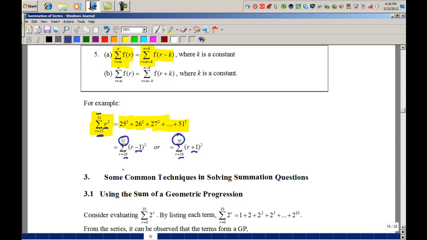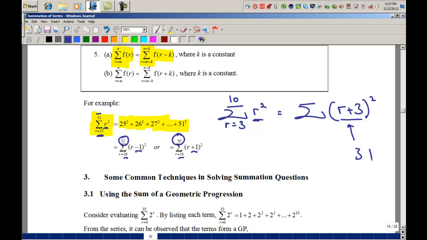Okay? Now let's take a look at another example. If let's say I want to sum r squared from r is 3 to 10. And let's say I want to change this for some reason. I want to change this to r plus 3 squared. So the r has changed from r plus 0 to r plus 3. So the number in the function has increased by 3. So that means the number that I have here, I have to reduce by 3. So I will start from 0 to 7.